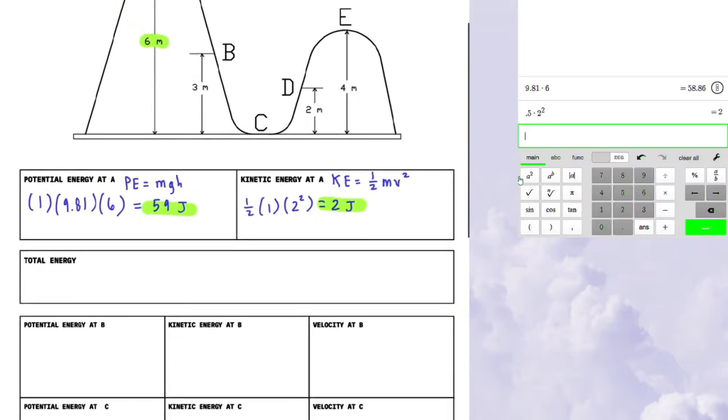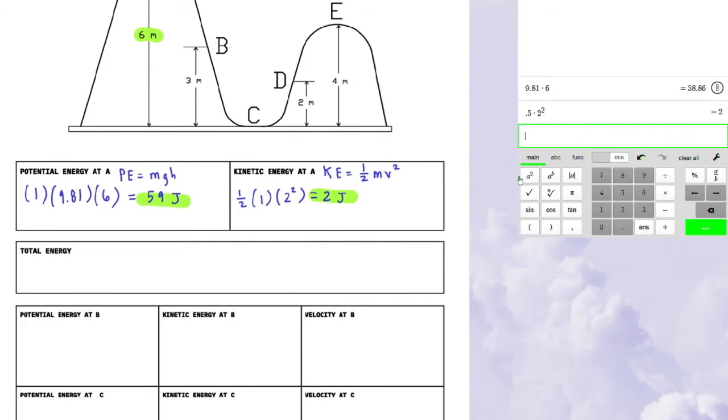Alright, so next is our total energy. The total energy is just going to be the combined total of potential and kinetic energy. So I'm going to write total energy is just TE equals potential energy plus kinetic energy. So that will just be 61 joules.